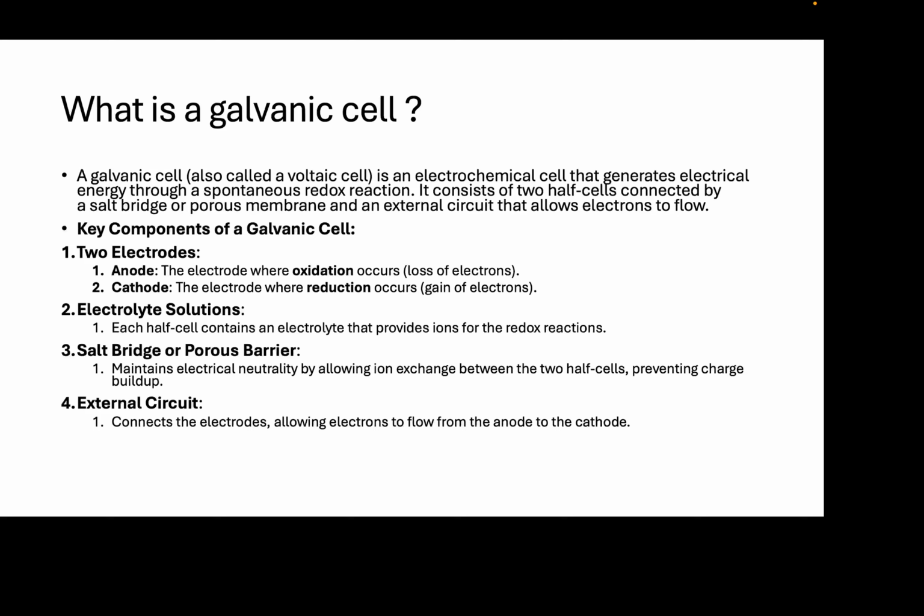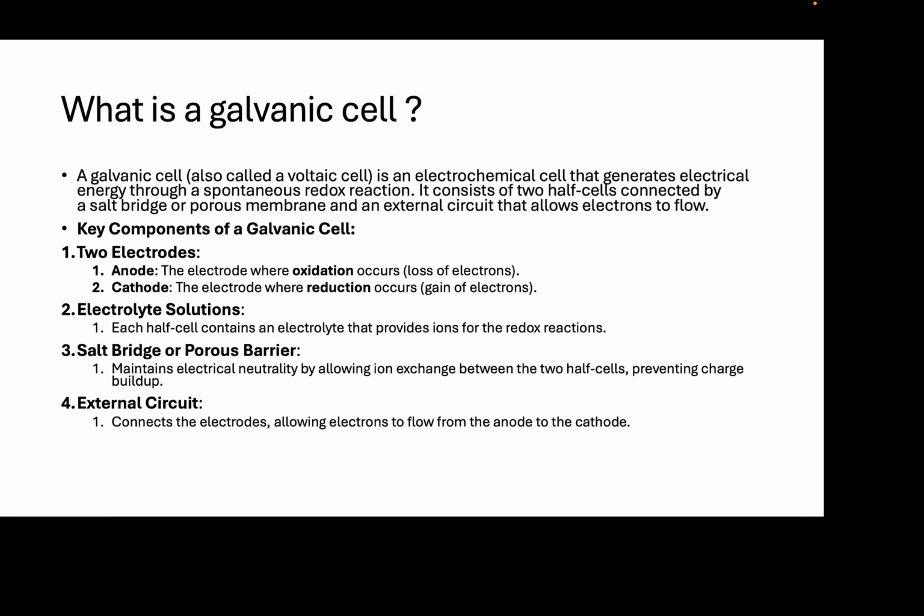Second, electrolyte solutions. Each half cell contains an electrolyte that provides ions for the redox reactions. Third, salt bridge or porous barrier. It maintains electrical neutrality by allowing ion exchange between the 2 half cells, preventing charge buildup. External circuit connects the electrodes, allowing electrons to flow from the anode to the cathode. So all these things we have already learned and discussed.